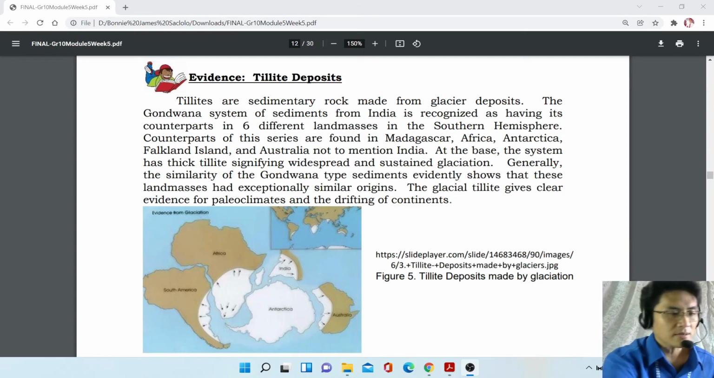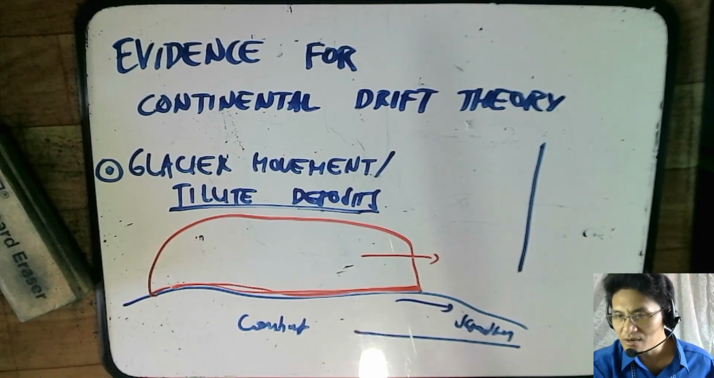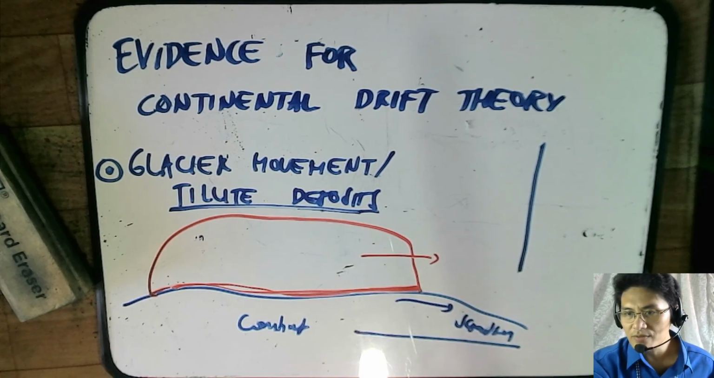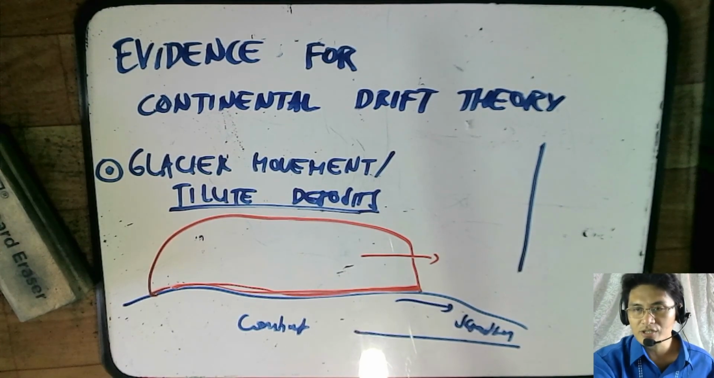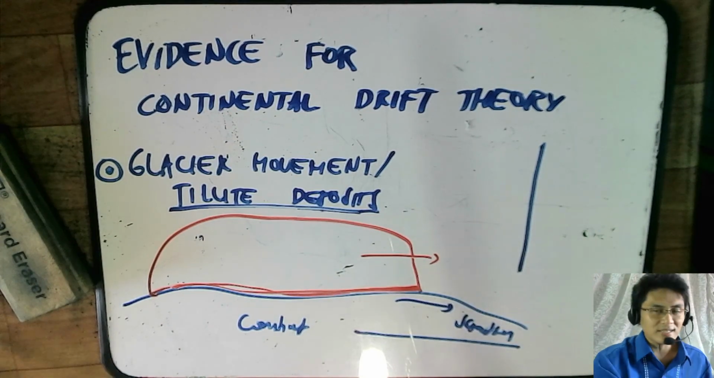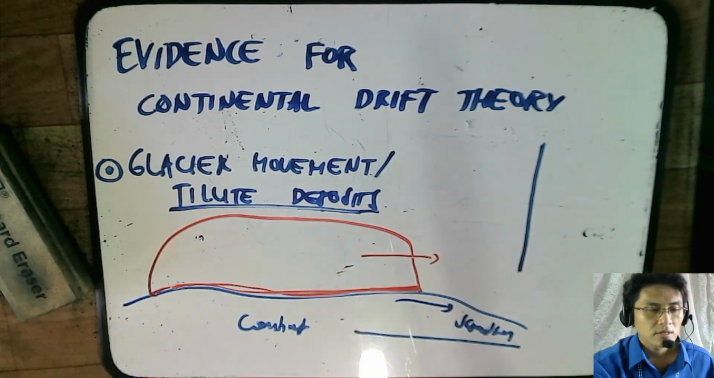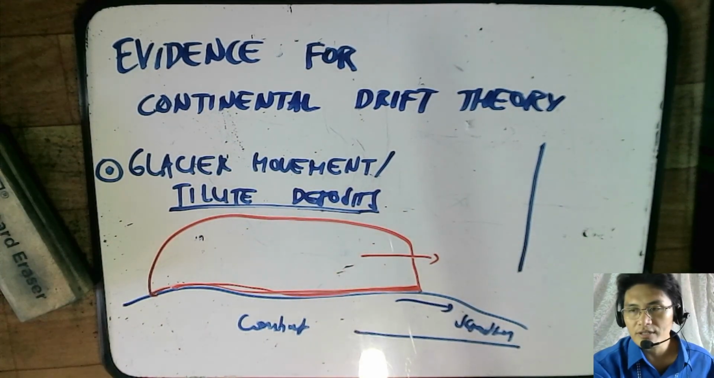We can find scratches in the rock layers because of the glacier movement, and also tillite deposits that are in these deep scratches formed by the glaciers. And again, it points to the fact that these different continents that we see now were once one supercontinent, Pangaea.